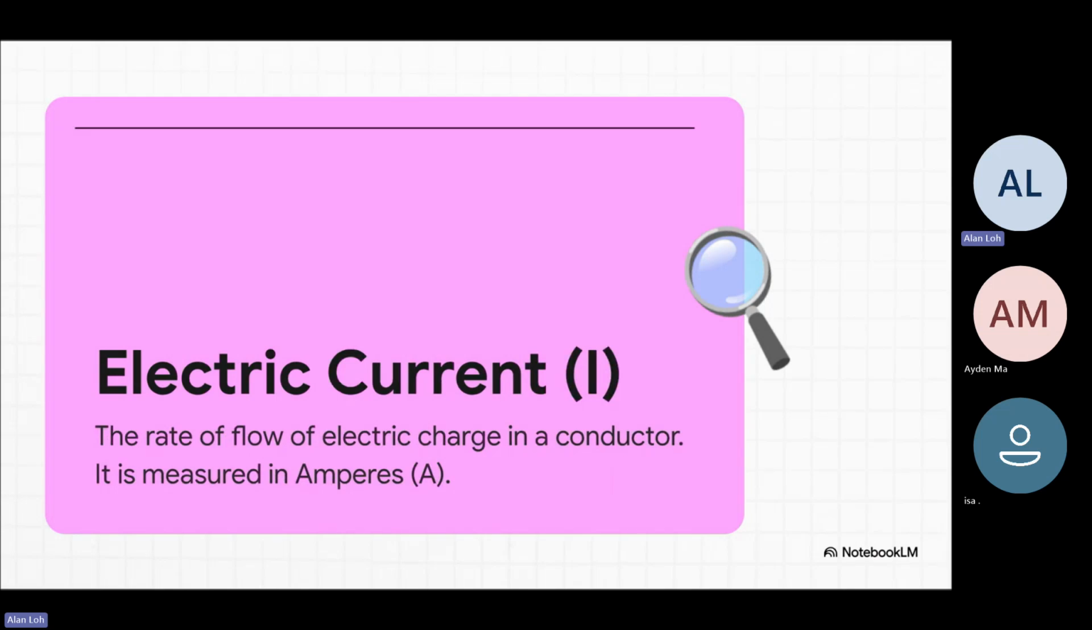Okay, so once those charges start actually moving through something like a wire, that's what we call an electric current. And honestly, the best way to picture this is to think about water flowing through a pipe. The amount of water that's gushing past any given point every second, that's your current. And we measure this flow in something called amperes, or just amps for short.